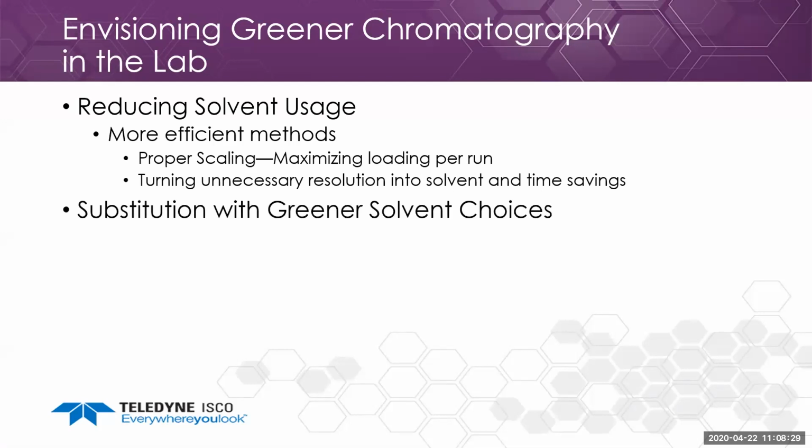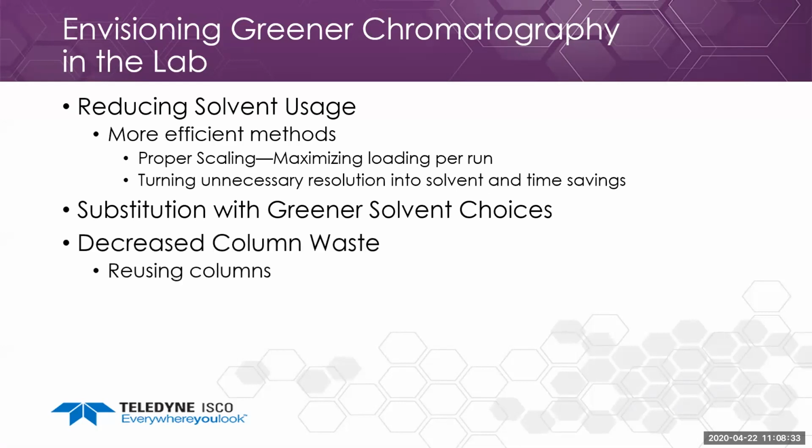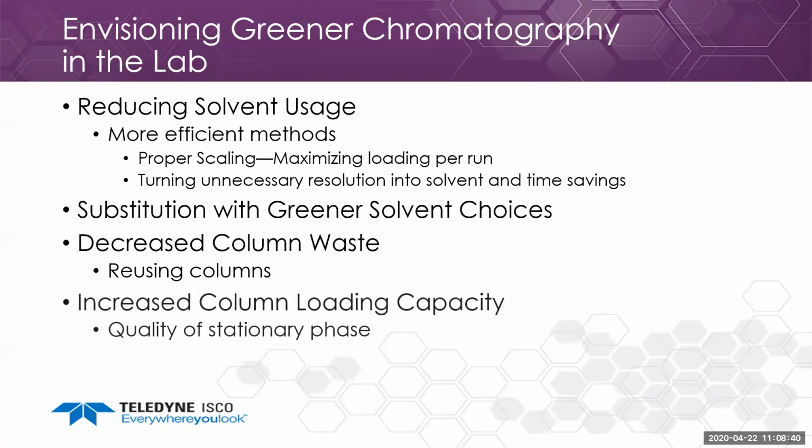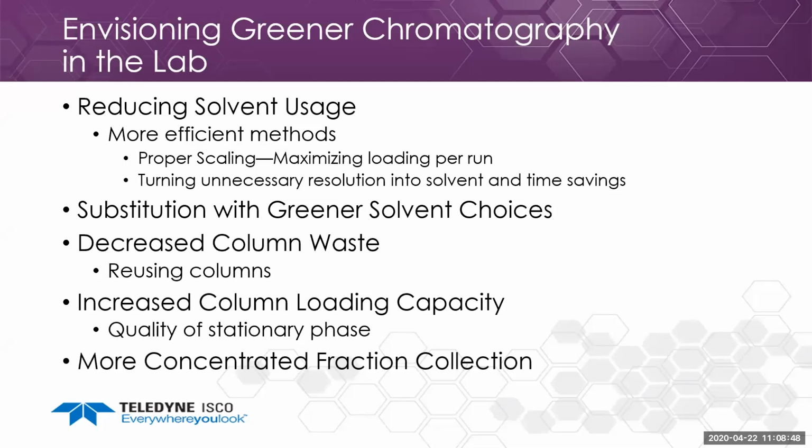We can substitute with greener solvent choices, which would be another action we could take. We can decrease our column waste by using reusable columns, reverse phase methods. We can increase our column loading capacity by using a higher quality stationary phase. And more efficient methods can lead to more concentrated fraction collection, so you reduce the amount of solvent you need to evaporate off from your product.